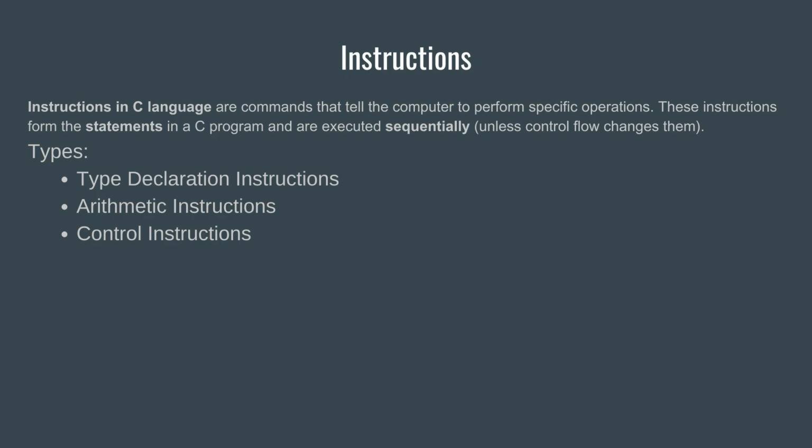Now let's start our next topic. Instructions. Instructions in C language are commands that tell the computer to perform specific operations. These instructions form the statements in a C program and are executed sequentially unless control flow changes them. The types of instructions are type declaration instructions, arithmetic instructions, control instructions.